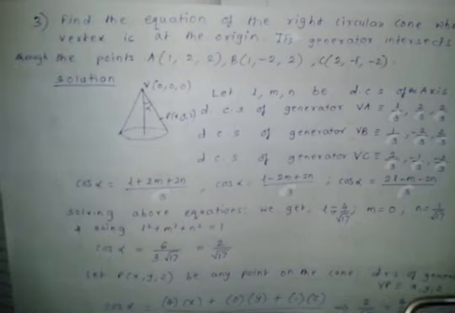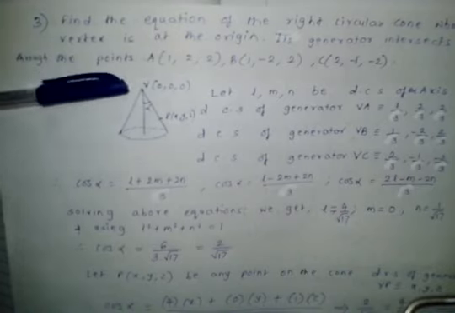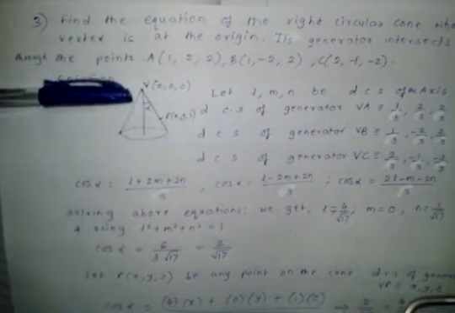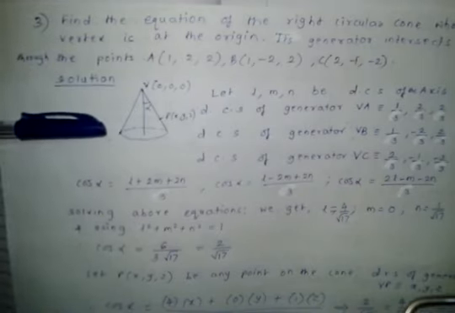Now if you compare this example with the previous two examples, you will note that only the vertex has been given and the two other components, that is semi-vertical angle and axis, are missing. So firstly, we assume the direction cosines of the axis as L, M, N.